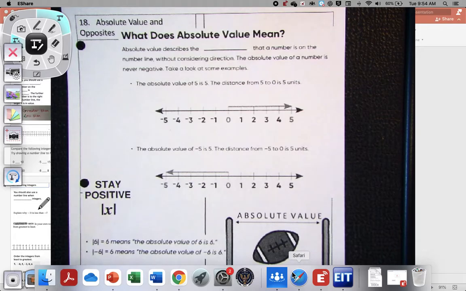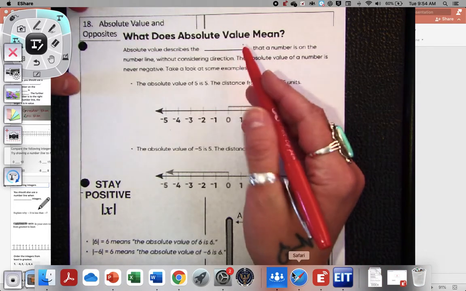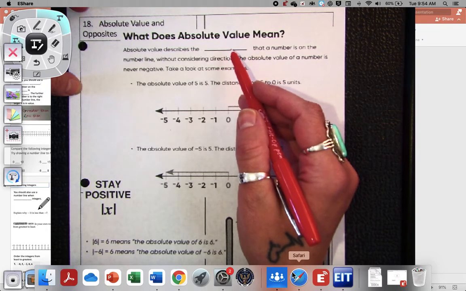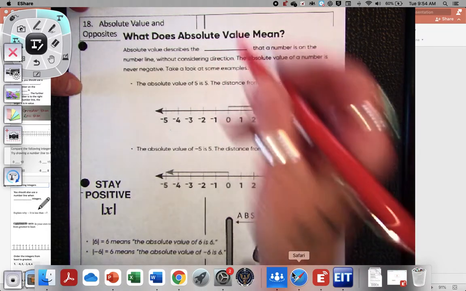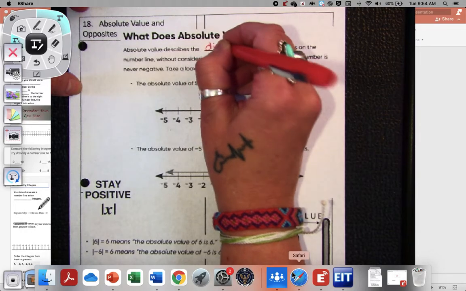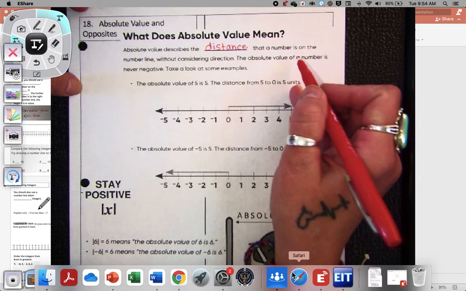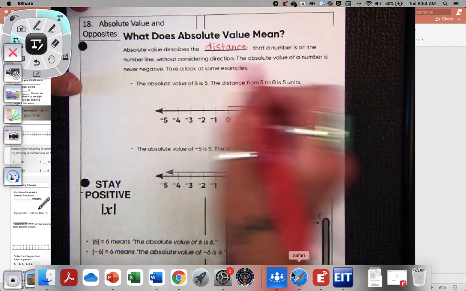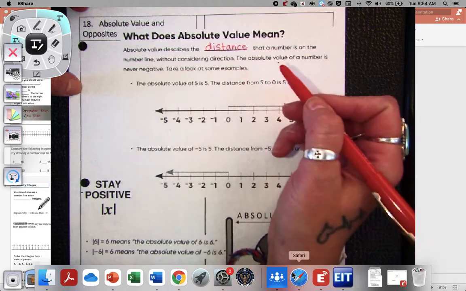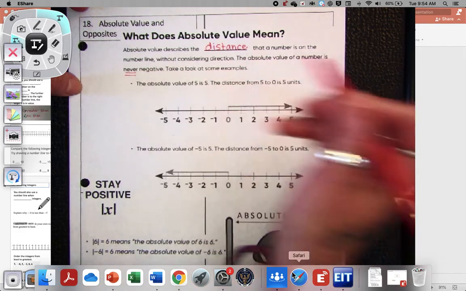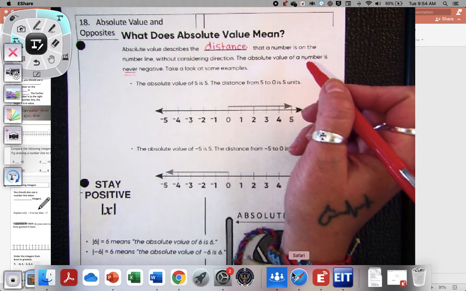Today is Module 18, Absolute Value and Opposites. So what does absolute value mean? Absolute value describes the distance that a number is on the number line without considering direction. The absolute value of a number is never negative.